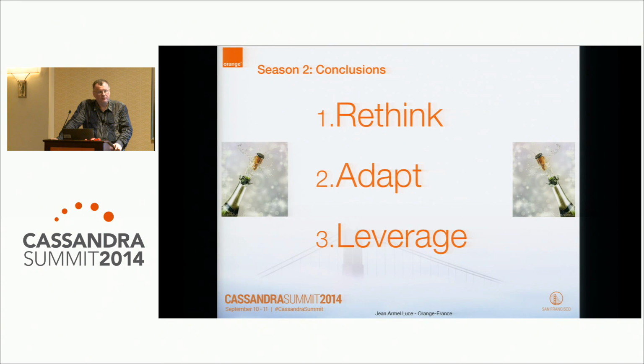My conclusion about this second part is that we had to rethink some of our components when we did the migration from relational databases to Cassandra. Because Cassandra doesn't work as a relational database. So it's very important to accept that. We also had to adapt our architecture, so we added a third data center for that, for example. And thanks to Cassandra and this ecosystem, we were able to leverage our application.